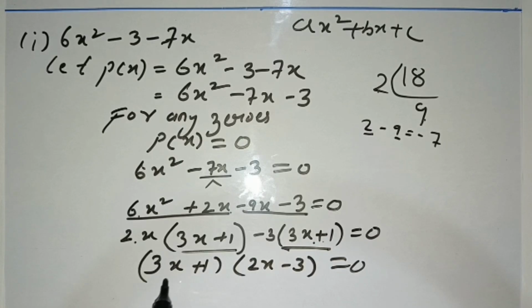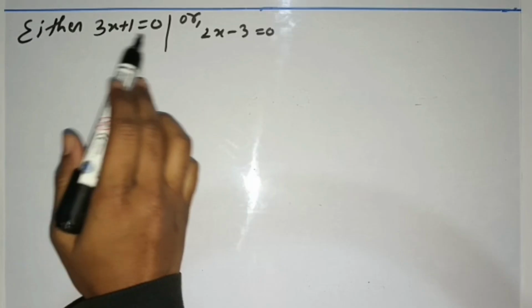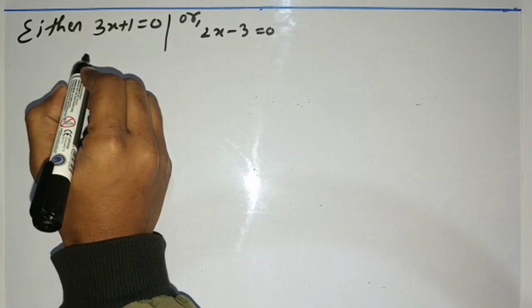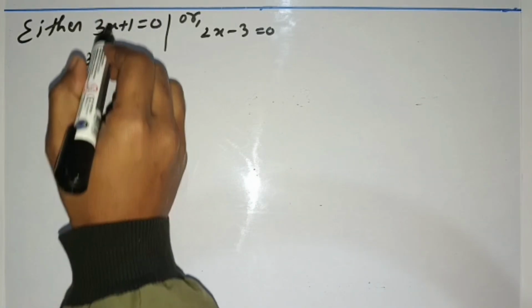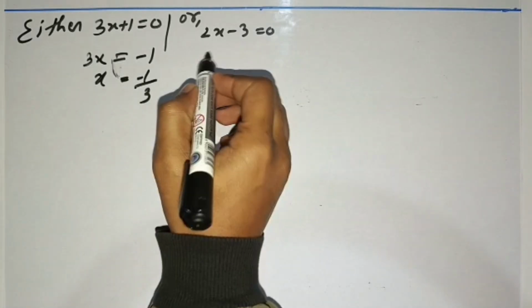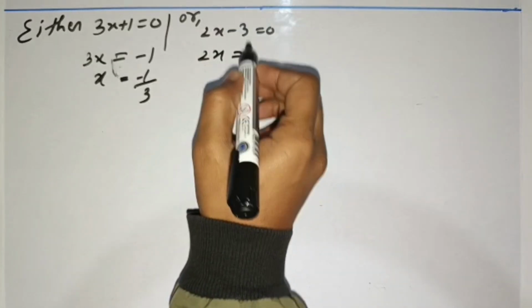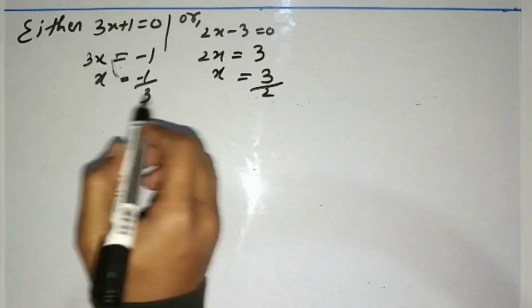After that, 3x plus 1, 2x minus 3 equals 0. So either 3x plus 1 equals 0 or 2x minus 3 equals 0. Now 3x equals minus 1, and then x will be equal to minus 1 by 3. Here also 2x, it will shift to the right side, so it will be plus 3 and x will be equal to 3 by 2. So these are the two values of x.